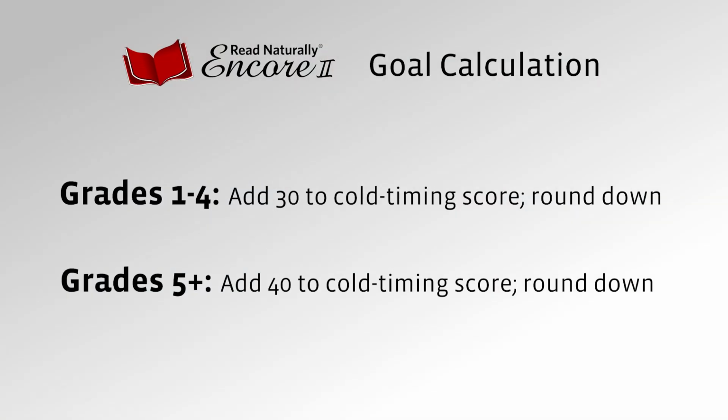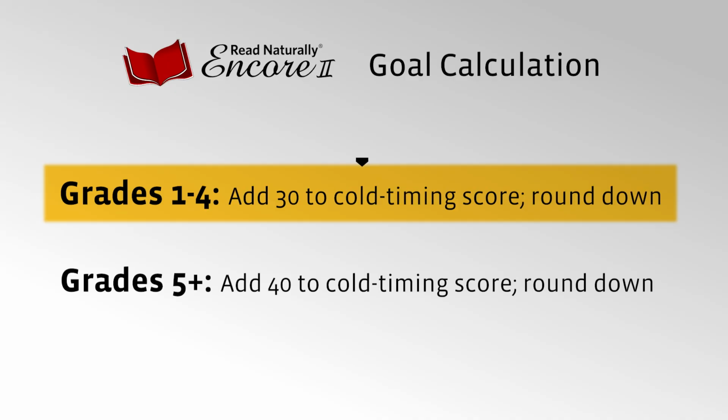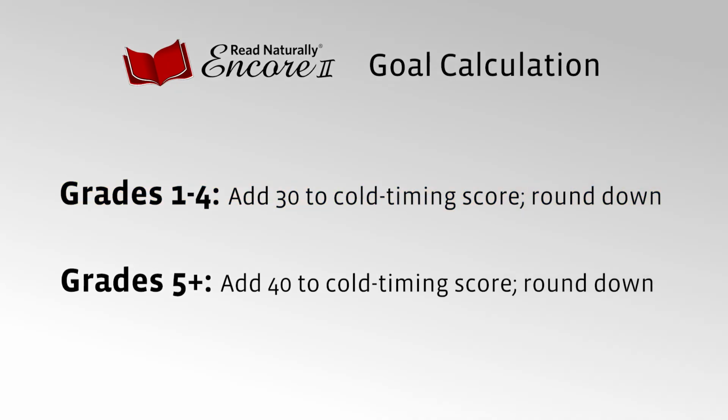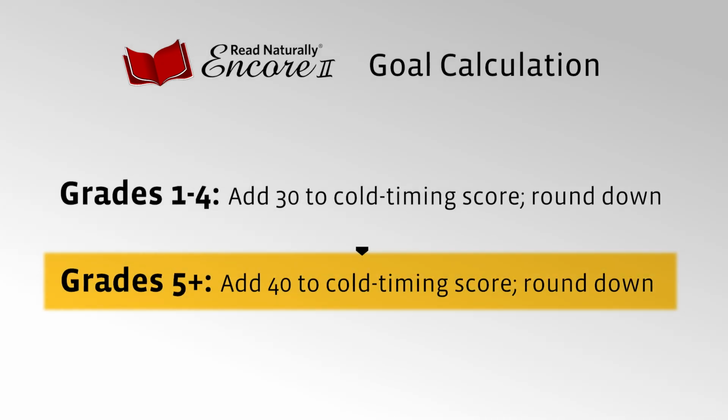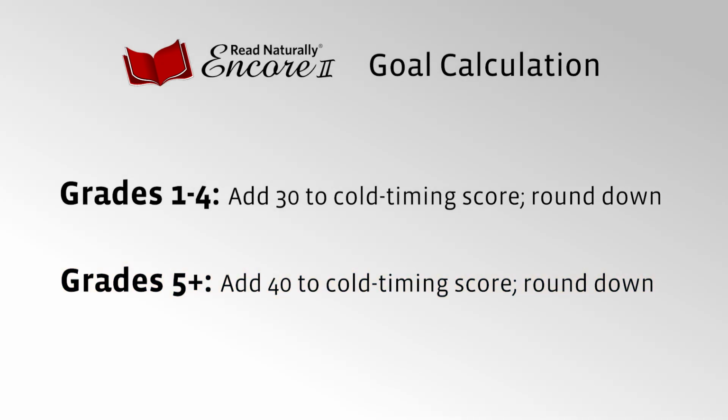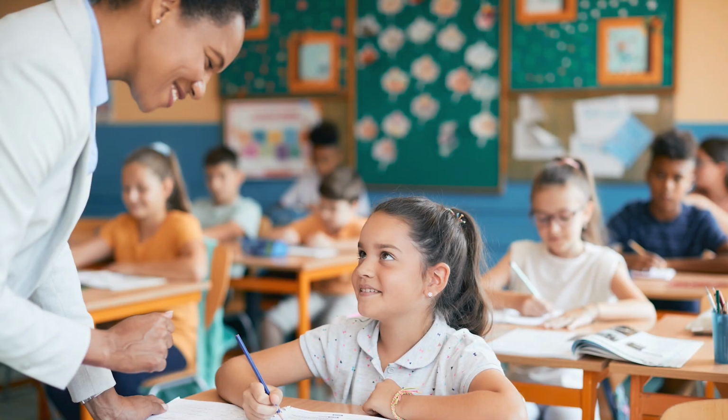When Bree completes the cold timing on her first story in the new level, Ms. Wells calculates the new goal. To do this, she adds 30 to the cold timing score, and then rounds down to the nearest 5. If Bree was in 5th grade or above, Ms. Wells would instead add 40 to her cold timing score before rounding. Again, Ms. Wells discusses this change with Bree so she's aware of her new goal. After Bree completes 3 stories in the new level, Ms. Wells will check her placement again.